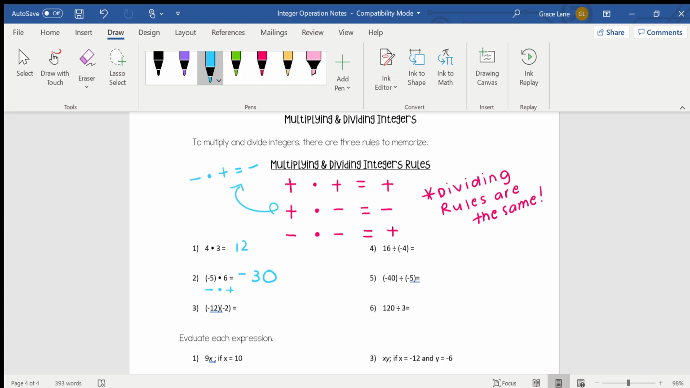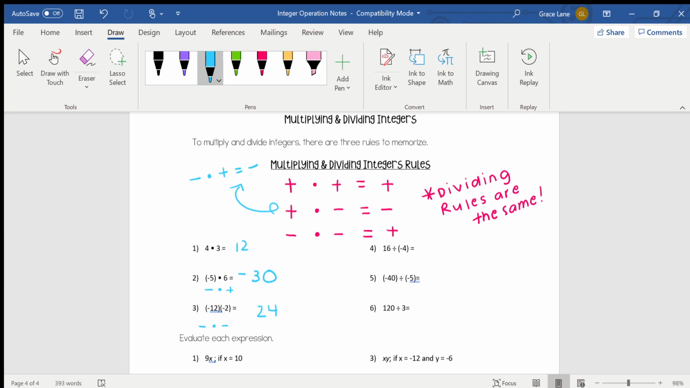Number 3, negative 12 times negative 2. So 12 times 2 is 24. And you have a negative times a negative, which will give me positive. So it's positive 24. You can write it like that, or if you really want to, you can write a plus there, but that's not really necessary. So number 4, 5, and 6, now we're dividing. You apply the same rules, now we're just dividing.